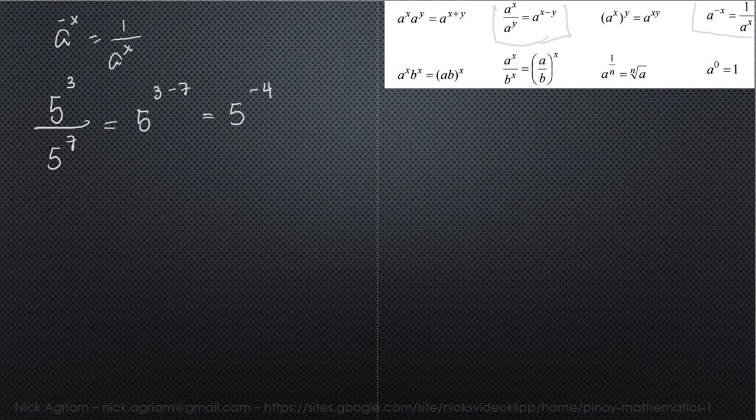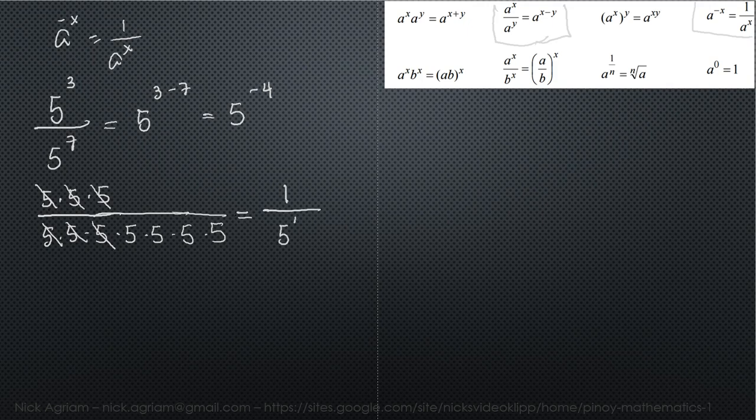But as you can see, I can also write my expression in factor form. 5^3 is the same as 5 times 5 times 5. And my divisor is 5 times 5 times 5, 7 times. We will do this. Maybe it's boring, but you will understand later. 1, 1, 1. And then the numerator now is 1, and the denominator is 5^4. That means 5^(−4) is equal to 1 divided by 5^4.